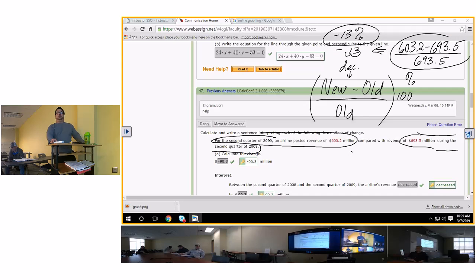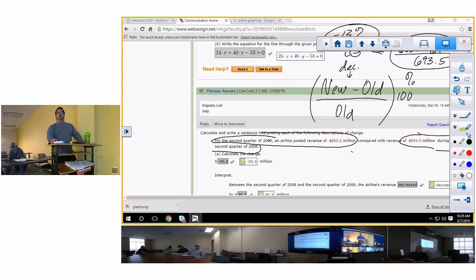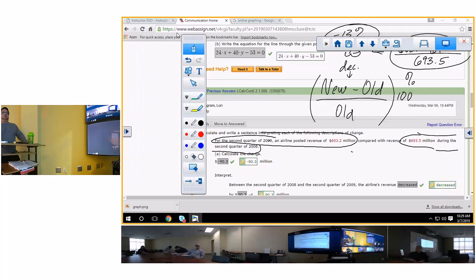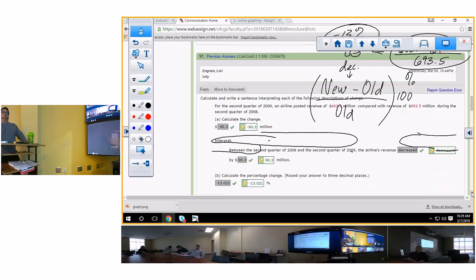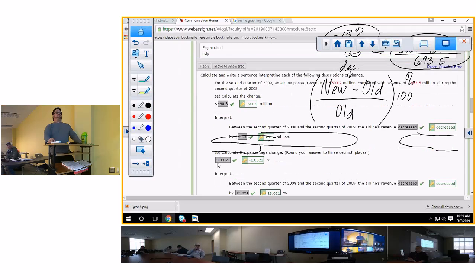Okay. I did this the other day. I don't know how to fix it. Just go over here. There we go. Did y'all get 0.13021? Mm-hmm. 0.024. Okay, that's good enough for government work.